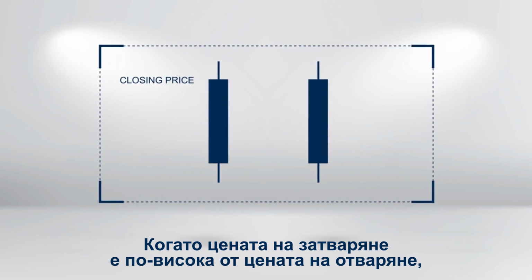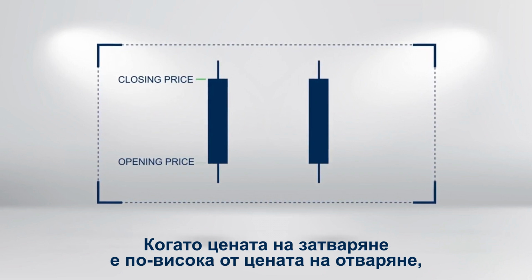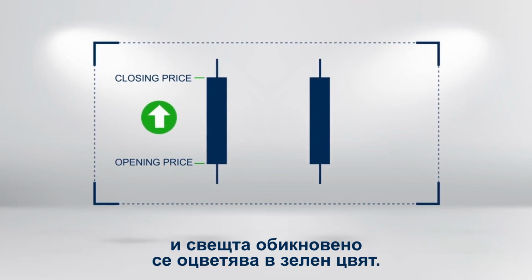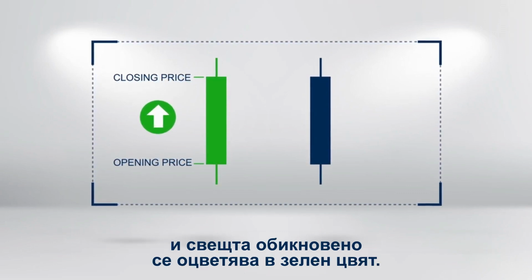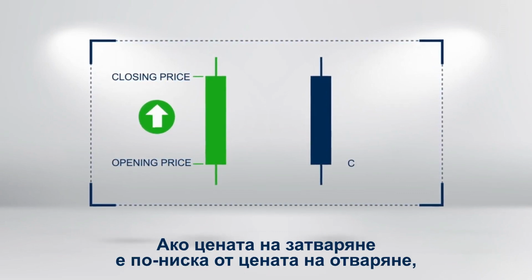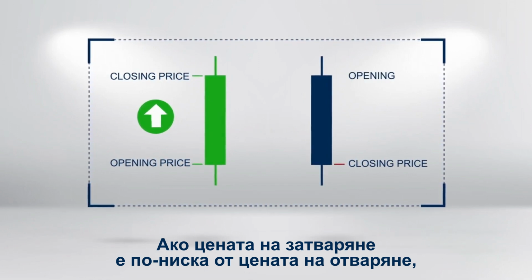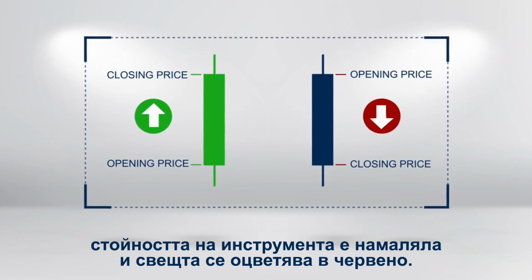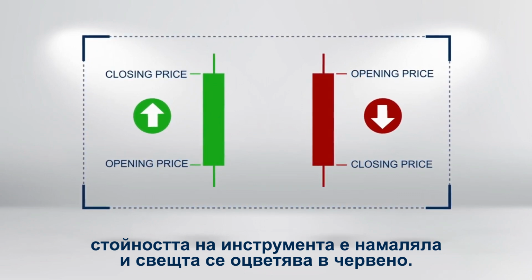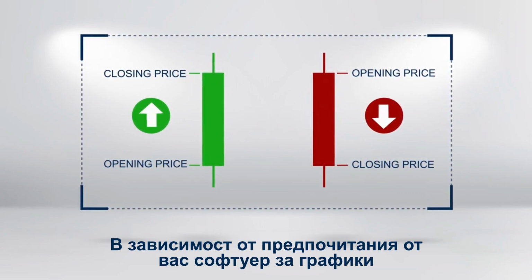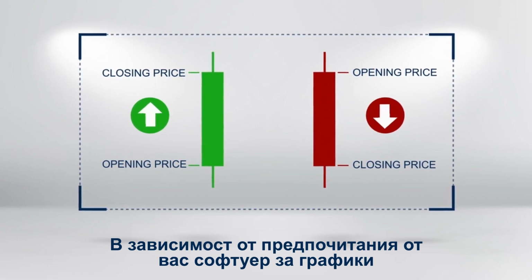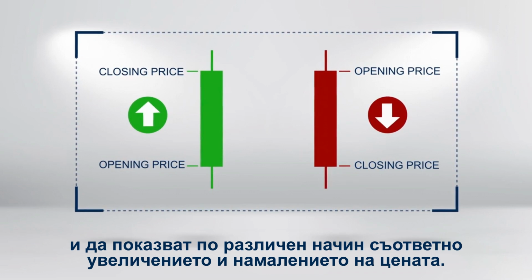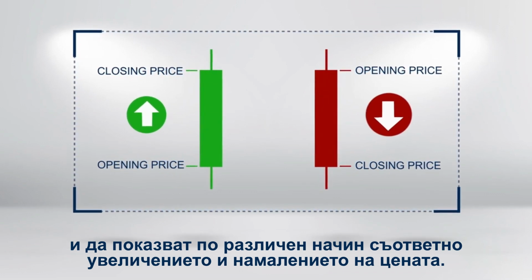When the closing price is higher than the opening price, the value of an instrument has increased, and the candle is usually attributed with a green colour. If the closing price is lower than the opening price, the value of the instrument has decreased, and the candle is given a red colour. Depending on your preferred charting software or custom settings, these colours may vary, denoting a price increase and decrease respectively.